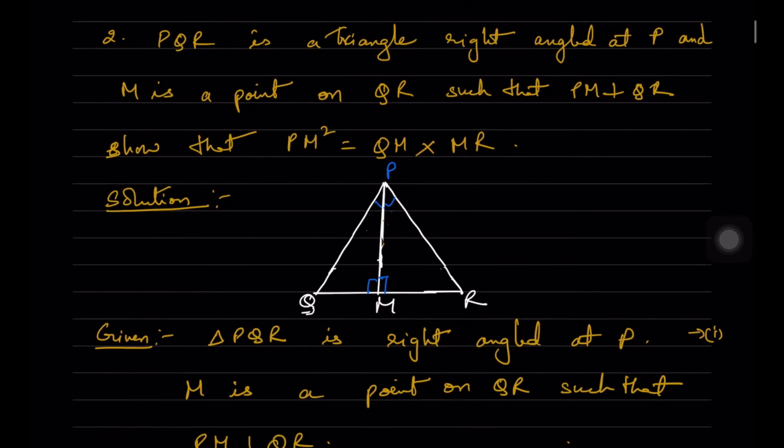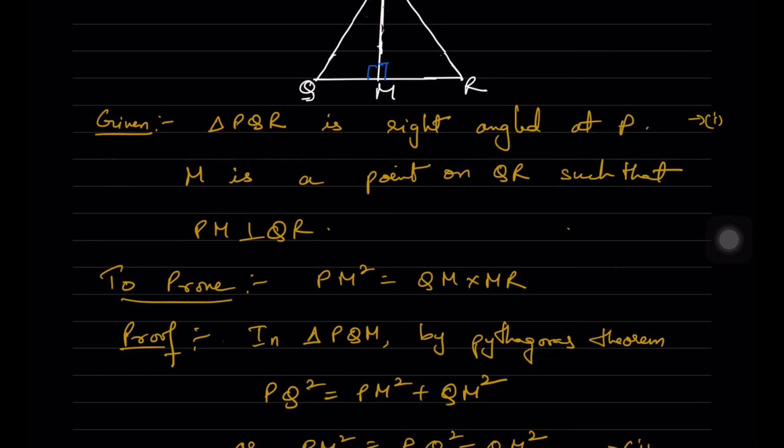Now going to the second problem. PQR is a triangle right angled at P and M is a point on QR such that PM is perpendicular to QR. Show that PM square is equal to QM into MR. So it is right angled at P, meaning angle QPR is equal to 90 degrees, and when PM is drawn perpendicular to the base QR, angle PMQ is equal to 90 degrees and angle PMR is also equal to 90 degrees.